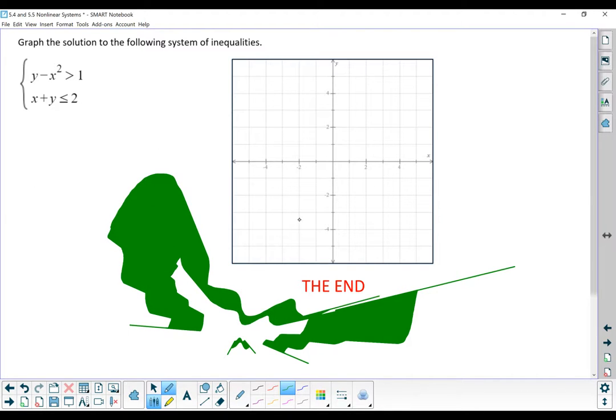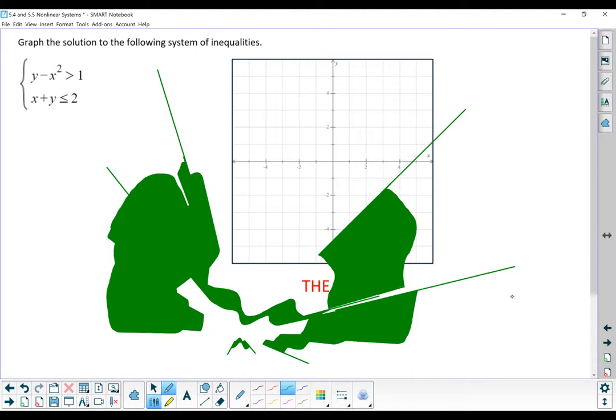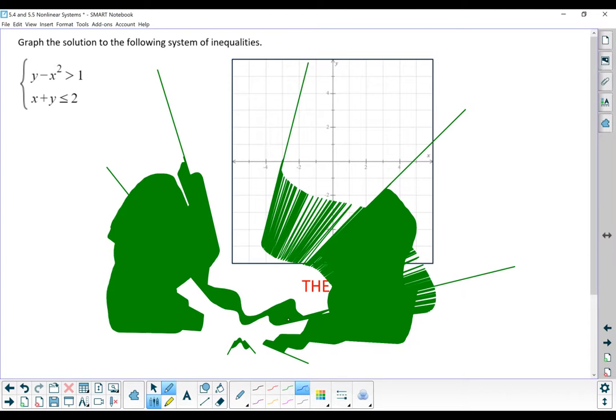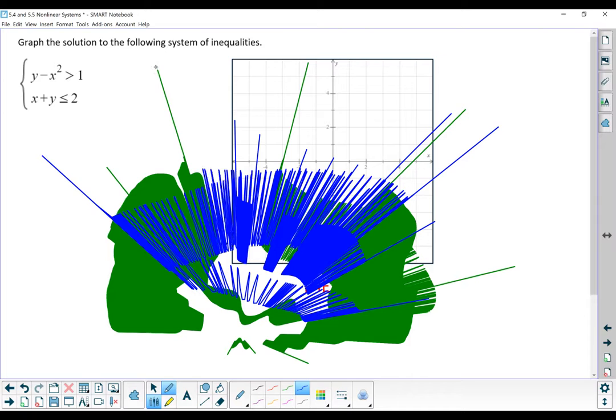Anywho, if you want to see this example, look in the notes. It's a parabola and a line, and if you're having problems with it, just let me know and I will help you with it. Just email me.